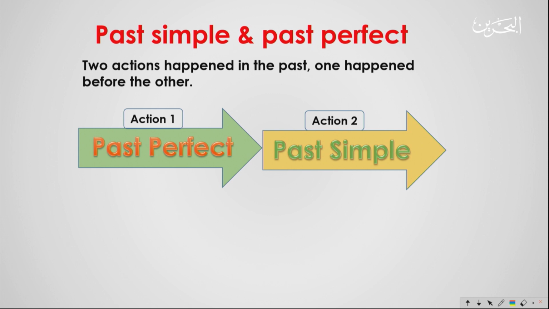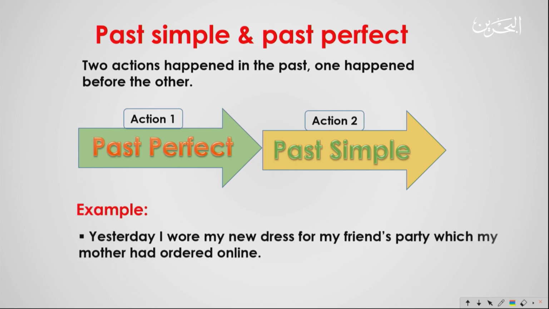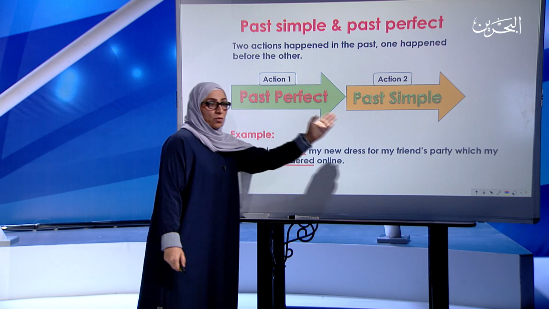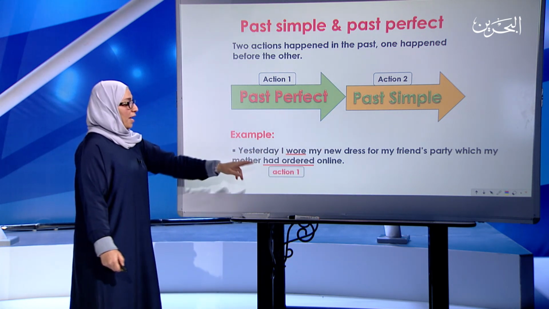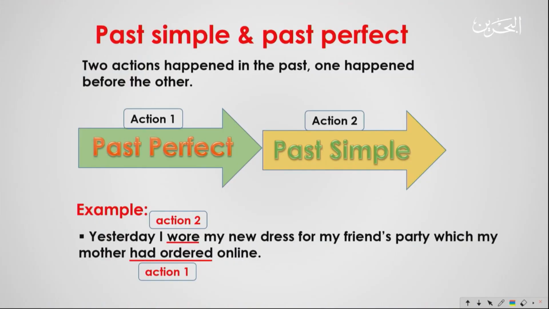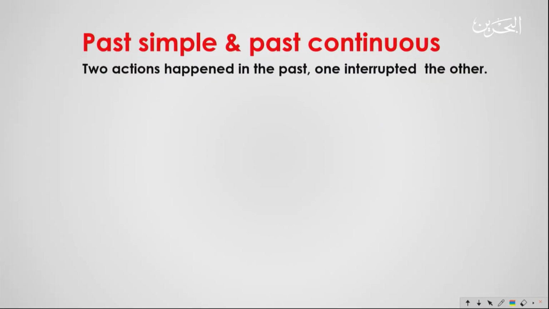I'll give you an example to make it clear to you. Yesterday, I wore my new dress for my friend's party, which my mother had ordered online. So my mother ordered the dress before I wore it. That's why had ordered is in the past perfect, and action number one, then wore is action number two. This is how to use past perfect with past simple. Action number one, action number two.